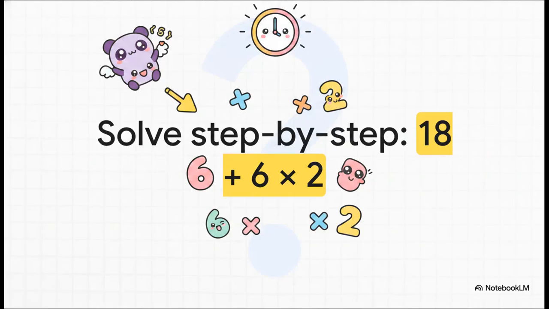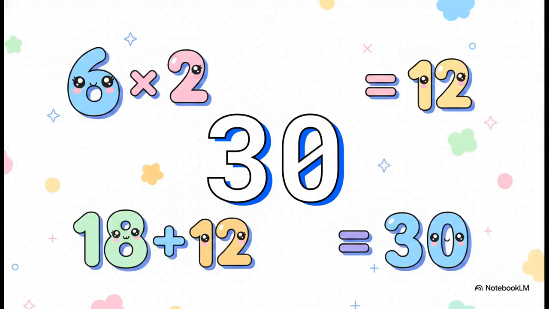Solve this step-by-step expression. 18 plus 6 times 2. And hey, remember your order of operations here. I'll give you a few seconds to work it out. 4, 3, 2, 1. 30. Brilliant job. And just to quickly remind you how we got there, multiplication happens first, right? So 6 times 2 is 12. Then we add 18 plus 12, which perfectly equals 30.